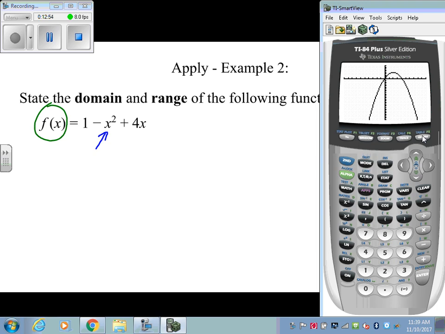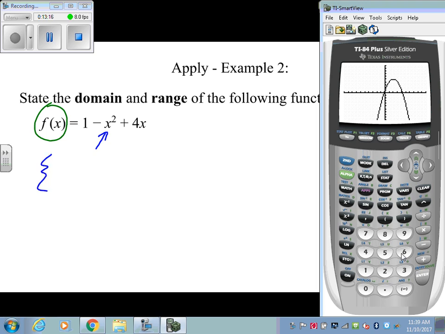And I can go to more of a traditional window, though this fits pretty well. If I go to zoom 6, we can get that 10 in every direction window. And I can see essentially what's happening. As expected, it's a quadratic, so we have a parabola. Since our x squared term was negative, it's facing downward. And I'm going to attempt to now write our domain and range.